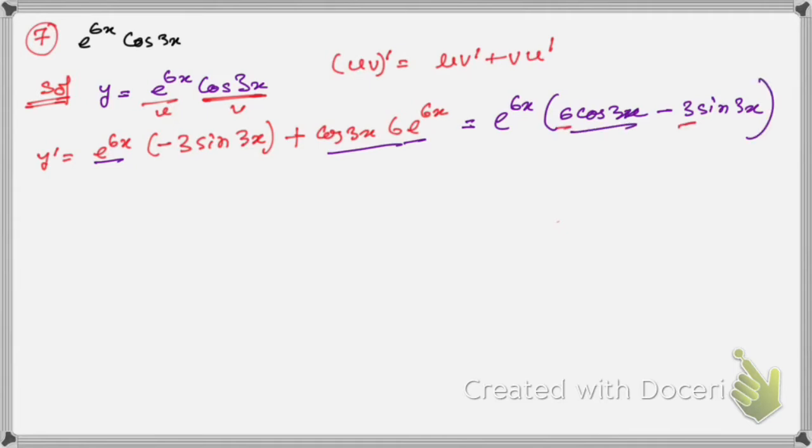Now from these two we can take 3 common, isn't it? Then you will get this result. Okay, after taking 3 common, so again let us assume this one is u and this one is v. Now use the product rule. Then what you will get?